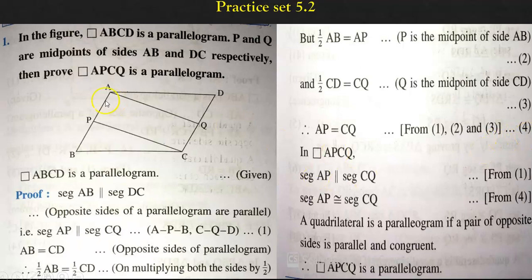So I have in quadrilateral APCQ, AP parallel to CQ from 1 and AP congruent to CQ from 4. So from 1 and 4, I can say that a quadrilateral is a parallelogram if a pair of opposite sides is parallel and congruent. Therefore, quadrilateral APCQ is a parallelogram. Hence proved.